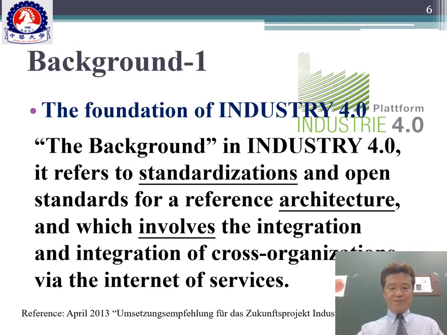Background 1 is the function of Industry 4.0. Industry 4.0 refers to standardization and the open standard for reference architecture, which involves the integration of the organization via the internet of services.